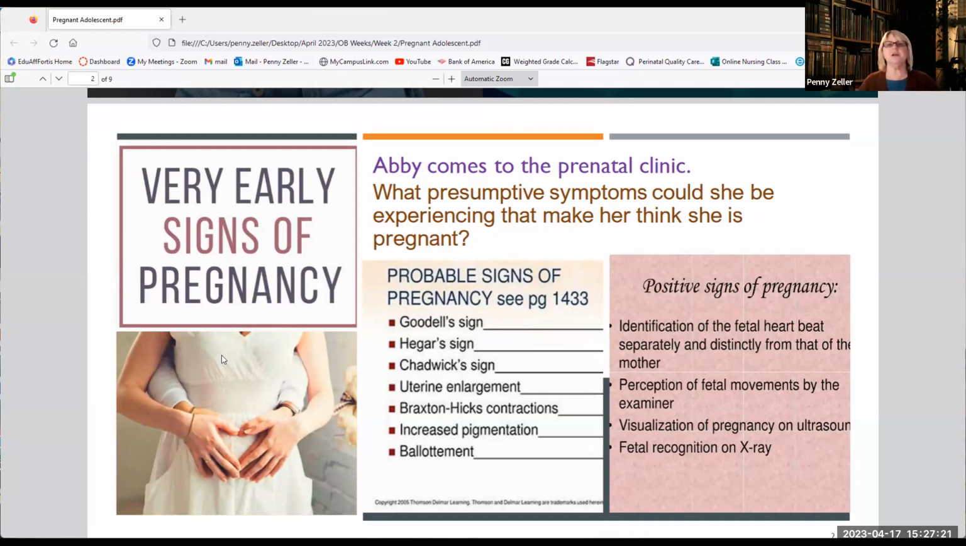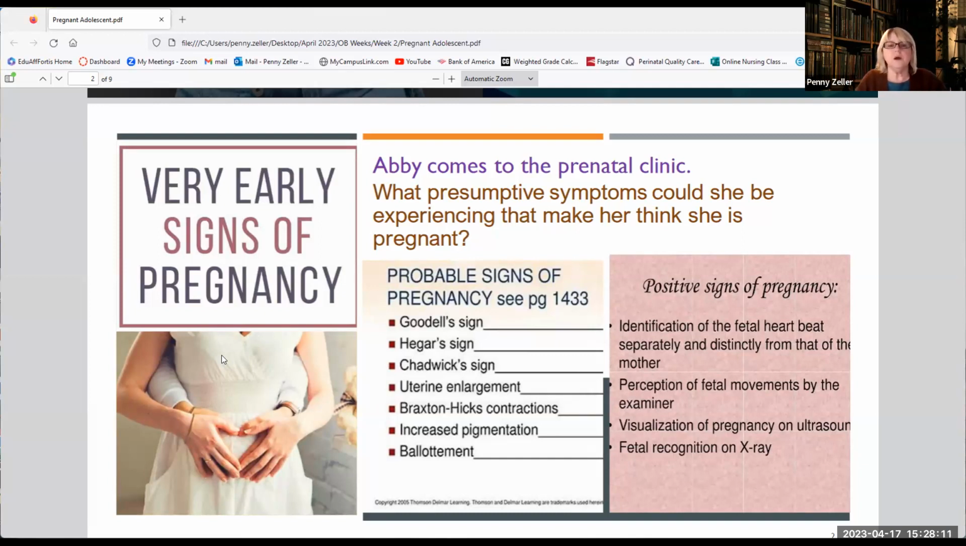Chadwick sign. Who knows what I mean by Chadwick sign? Anybody know? Okay, the Chadwick sign is when we do our examination and we're maybe doing a speculum exam and we see that the cervix and the inner vaginal walls have a blue tint to them. Okay, it's called Chadwick sign. It's just a lot of blood in the area. We're going to be talking about what estrogen does. Expanding blood vessels have more blood in the periphery, so it tends to be bluish. If she has varicose veins, they're going to worsen in pregnancy. If she has hemorrhoids, they're going to worsen in pregnancy.